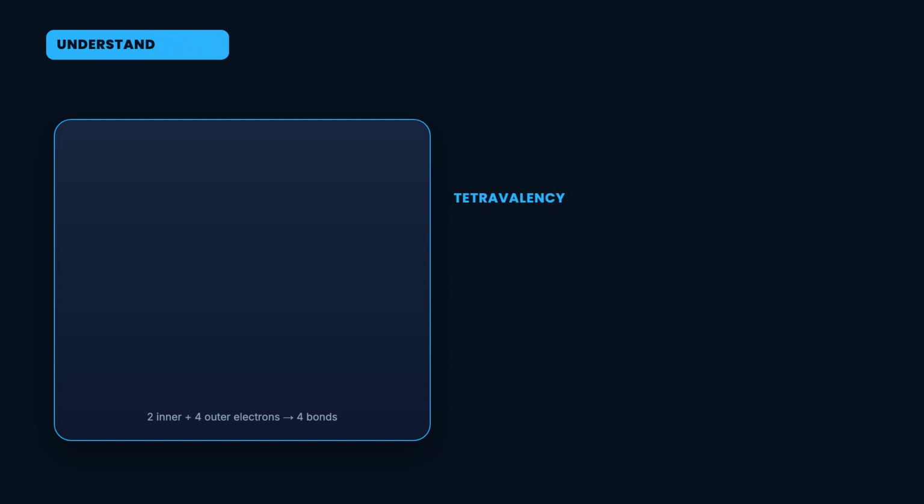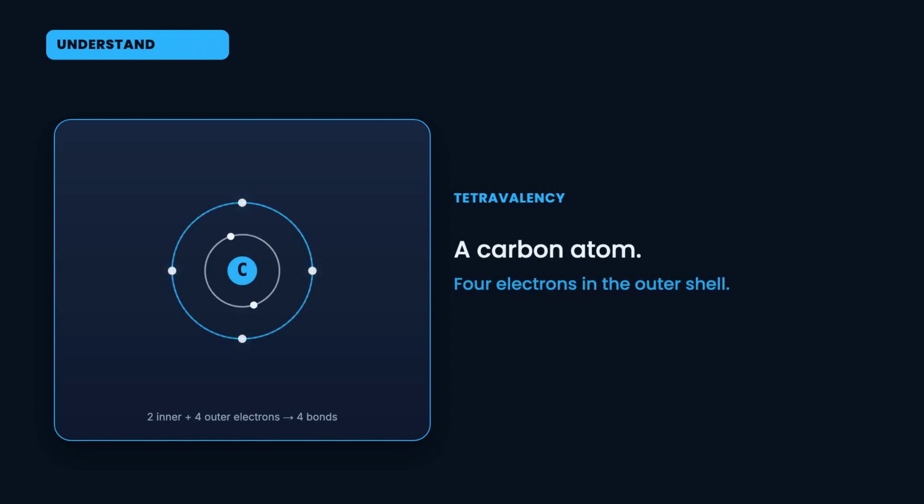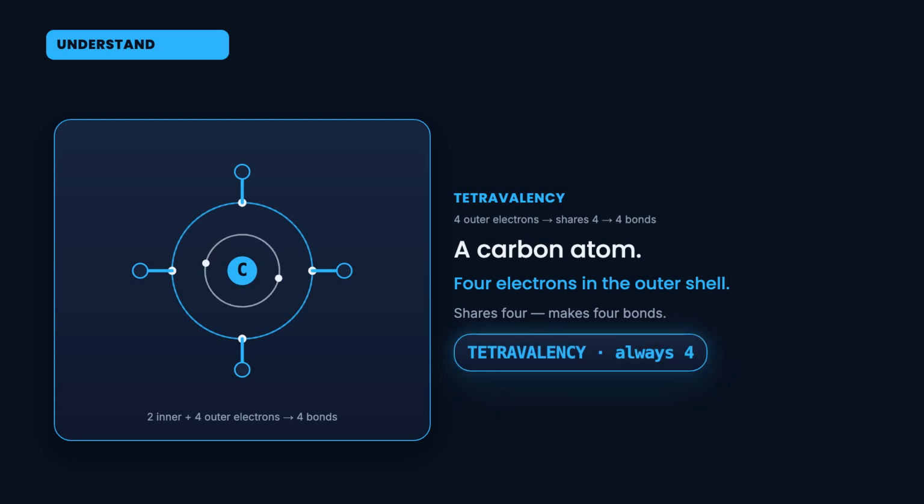First, the secret of carbon. A carbon atom has 4 electrons in its outer shell. To become stable, it needs 4 more, so it shares 4 electrons with other atoms. Carbon makes 4 bonds, always. We call this tetravalency.